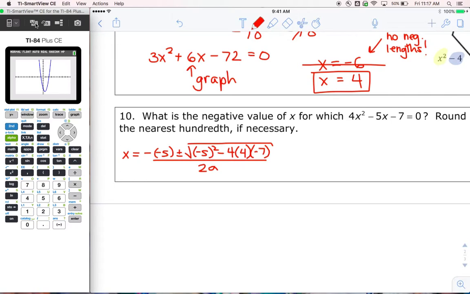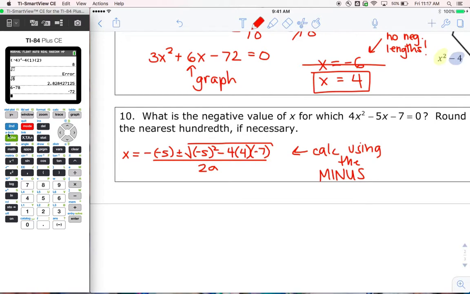And you know what, no, I'm not even going to do that. I want to make my life easy, so here's what I'm going to do. I know it's going to be a decimal. It's actually asking me for a decimal. So I'm going to put this in my calculator using only the minus sign because it wants the negative answer. So watch, I'm going to type it in exactly like it looks.